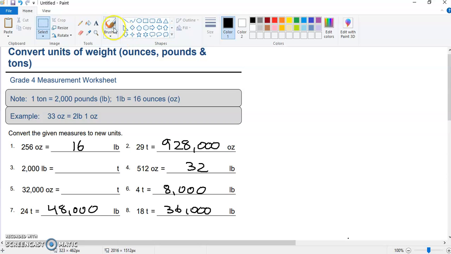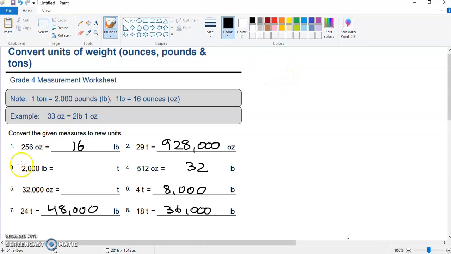All right, let's take a look at the last two. You want to go from pounds to tons. It's going to be a little bit different. We're going to go the opposite way. So you're going from a smaller unit of weight to a larger one. So your number is going to get smaller instead of larger.